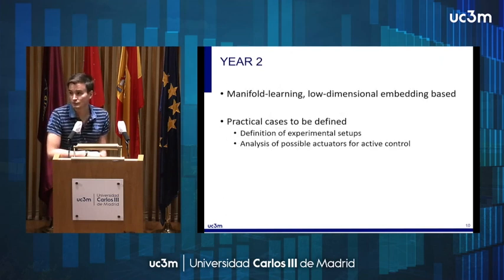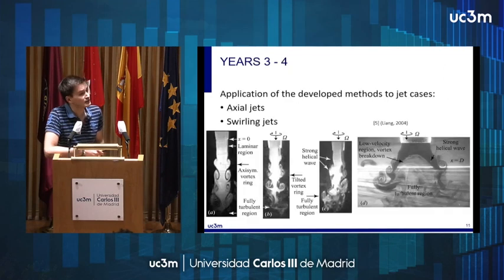Next year I will work on the control of the problem and also the modeling with model identification, trying to make this physical interpretation. And the last part would be an experimental validation. For that we will need to identify some actuators that we can use in a laboratory environment, select them, and with this design the setups for the experiments that I will do in the third and fourth year. We plan different applications like axial and swirling jets.